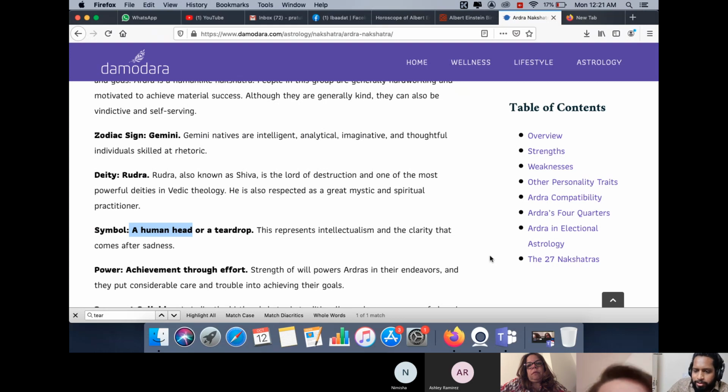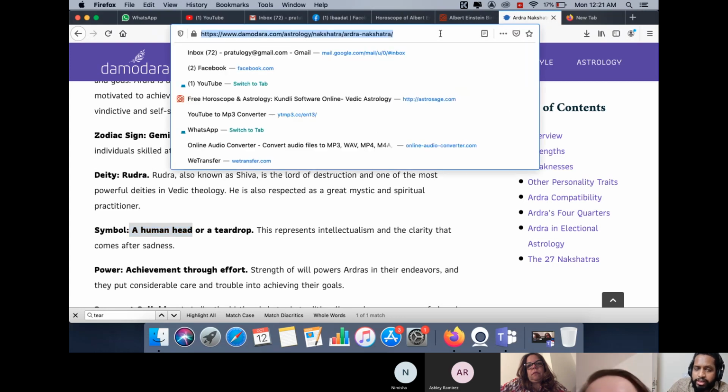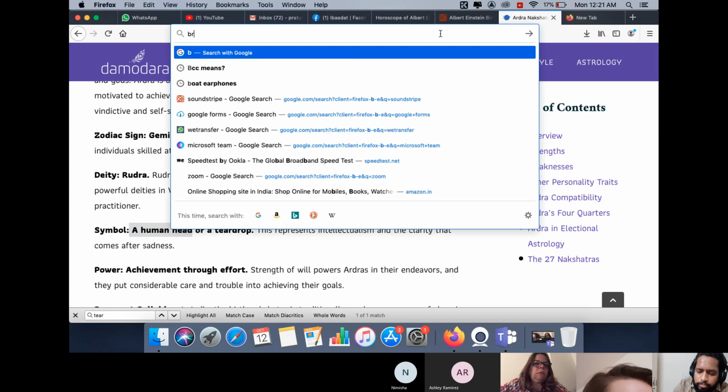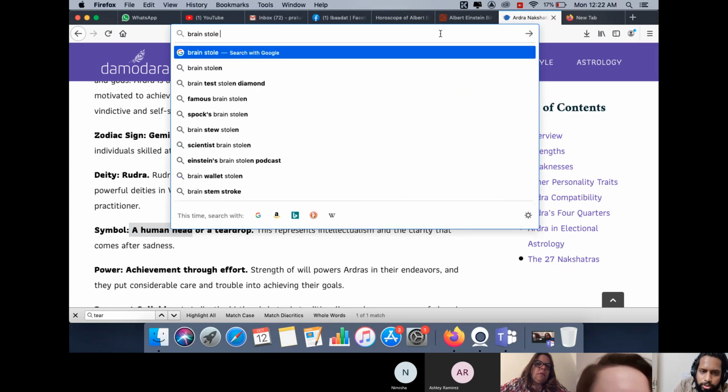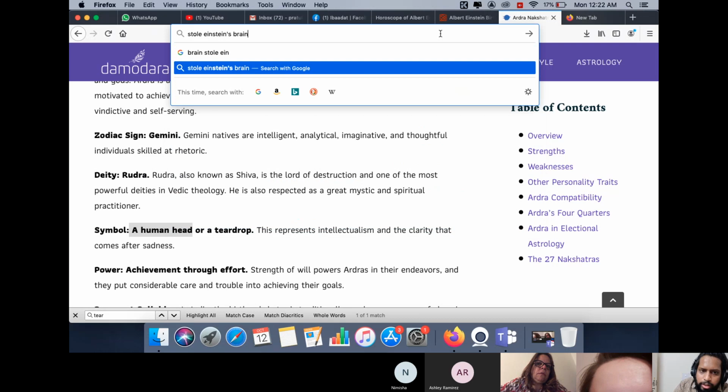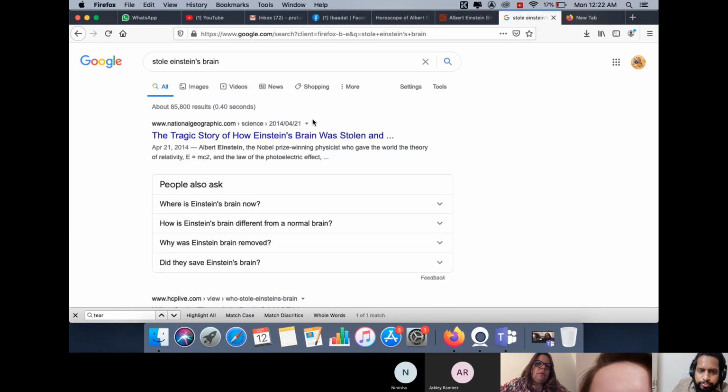He did what? There is a person who has stolen... stolen his head. Brain stolen. Einstein. The tragic story of how Einstein's brain was stolen. Oh my God. When he was dead. Why?